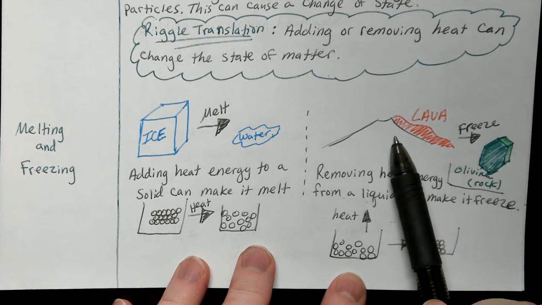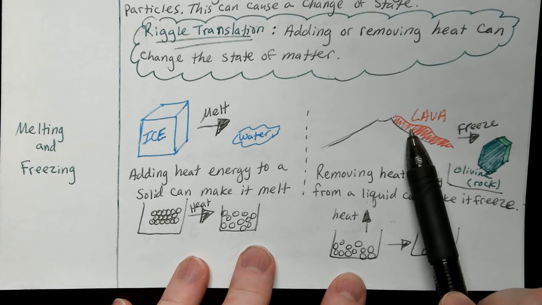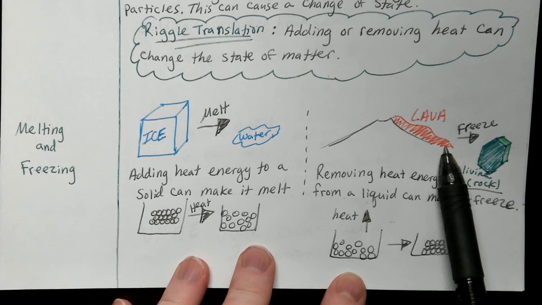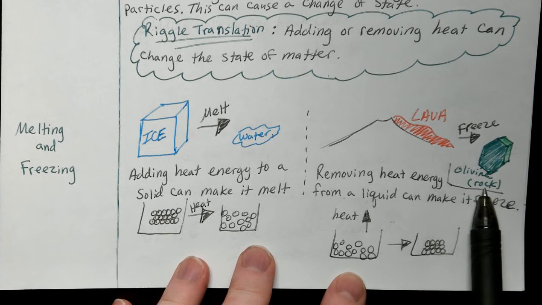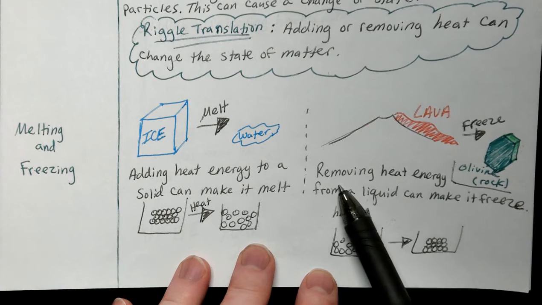And so this example right here, this would be like one of those Hawaiian volcanoes, and this might be some basalt lava. When it freezes, it turns into olivine and basalt and gabbro and all sorts of really cool, very iron-rich rocks. Hashtag geology nerd.